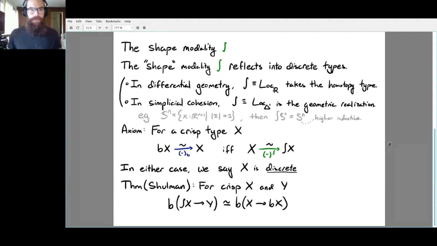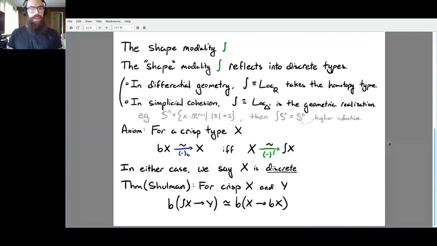So just to make this more concrete, if we take the real n sphere, which is the type of points which are of unit distance from the origin, then the shape of the real n sphere is the higher inductive or homotopy n sphere. So this is a sense in which the shape takes the homotopy type of a space. The real n sphere is a subset of Euclidean space, and so it's a set, but its shape is a higher type.